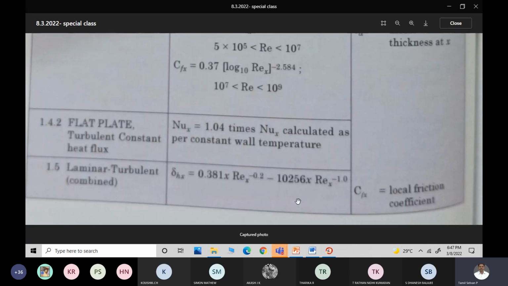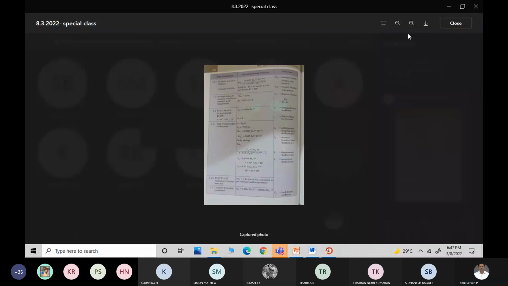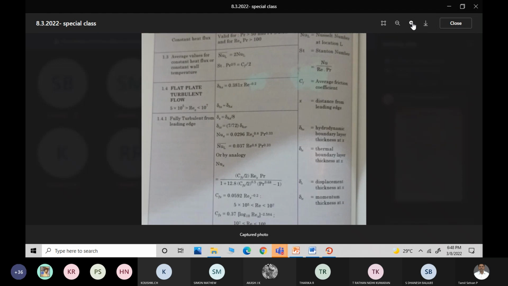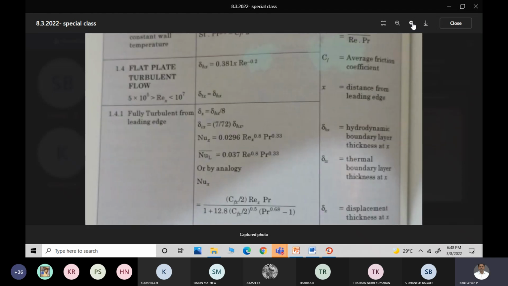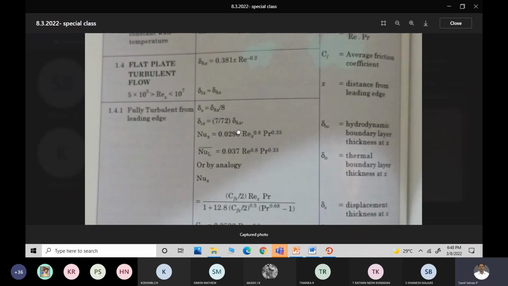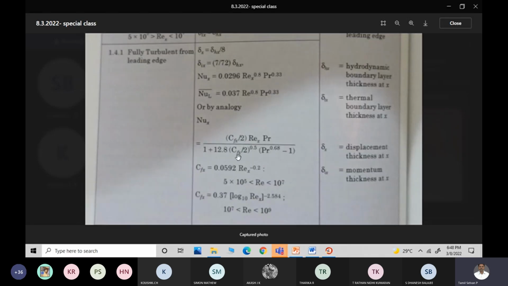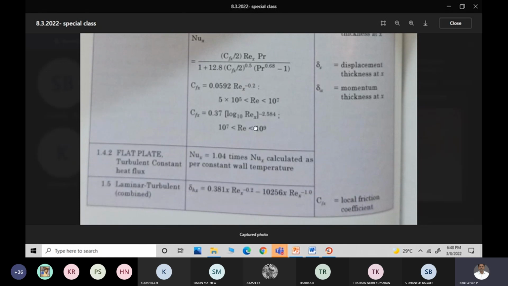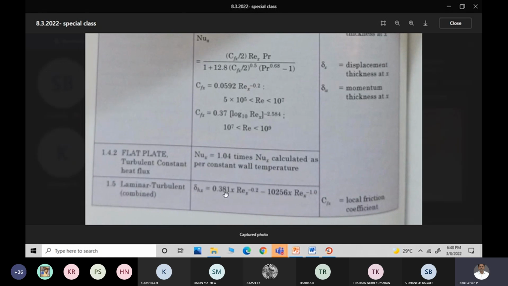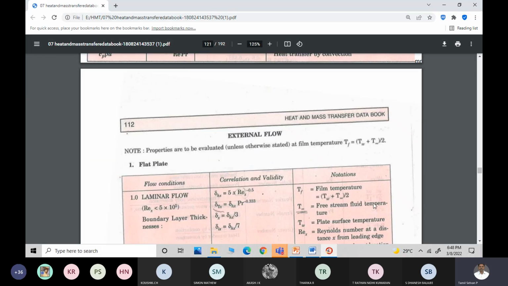For laminar turbulent combined, it will be different. For fully turbulent from edge, it is different, and the Nusselt number value will be different. Friction coefficient value will be different, and for laminar turbulent combined also it is different. So please understand that. For this problem, only laminar flow, so you can use the first one, del Hx.